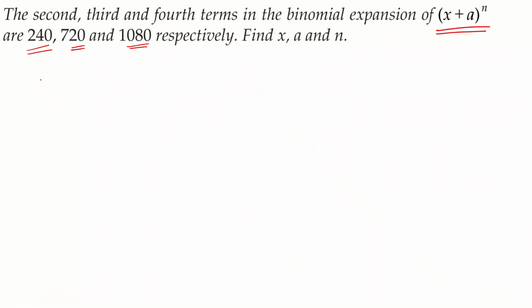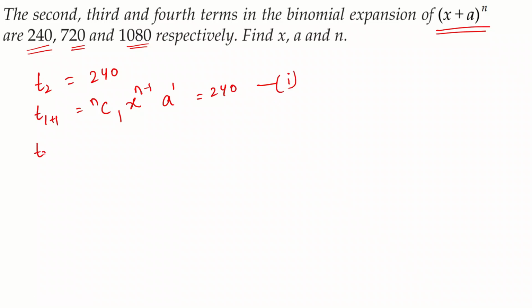Alright, so we are given second, third and fourth terms. That means t2 is given to be 240. And what is t2? t2 is t 1 plus 1, which is n c1 x to the power of n minus 1 a to the power of 1, and this is equal to 240. This is our first equation. Again we are given t3, which is t 2 plus 1, which is n c2 x to the power of n minus 2 a to the power of 2, which is equal to 720. So this is our second equation.